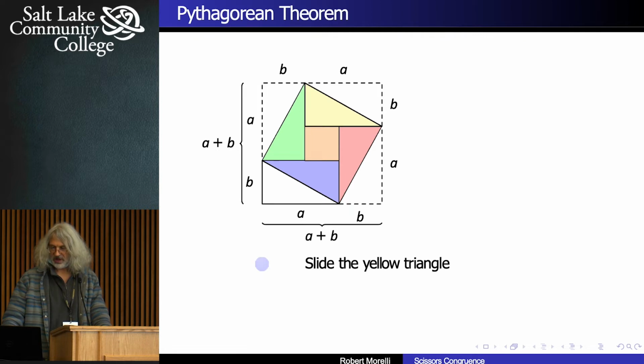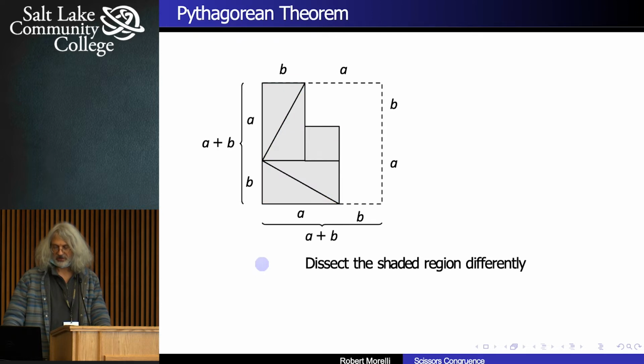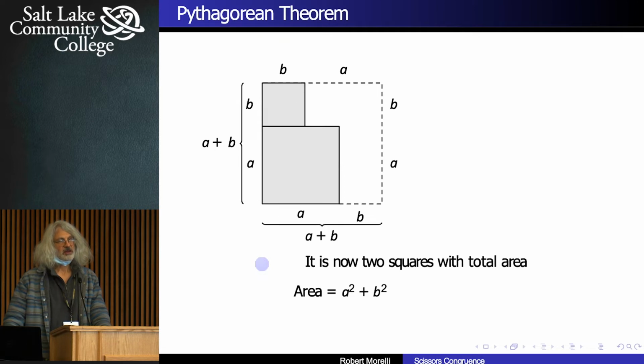So I'm going to slide the yellow triangle first into the position where the original triangle was. And now I'm going to slide the red triangle, and I have a new figure, and I'm going to dissect it differently. So I'll erase all those inner division marks and simply divide it like that. And now we see that this is a square of side A with a square of side B resting on top of it.